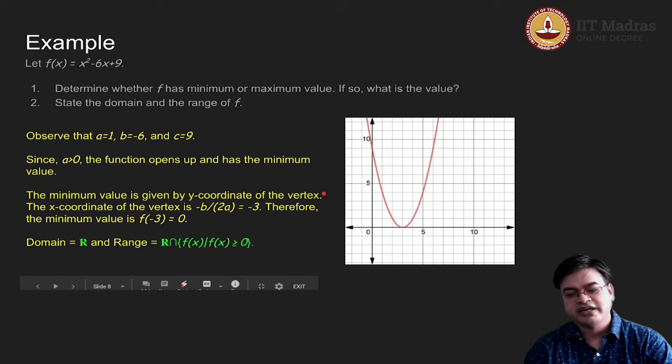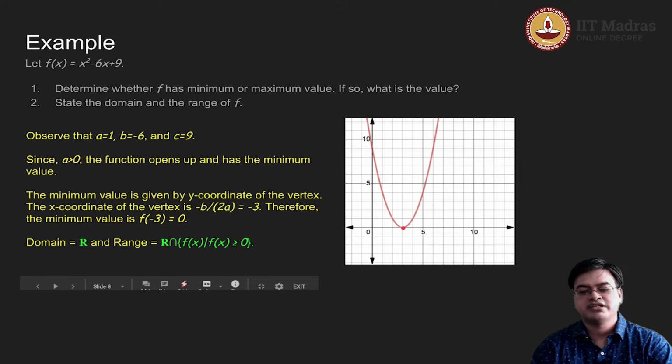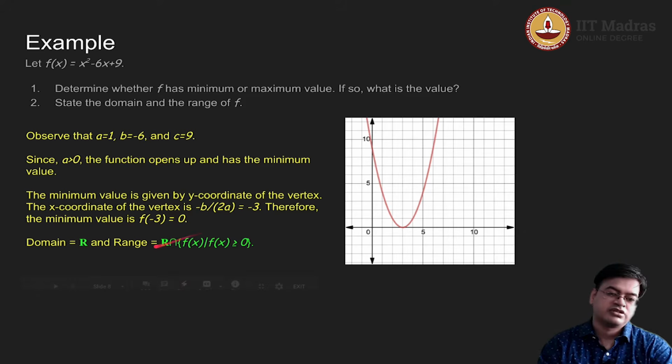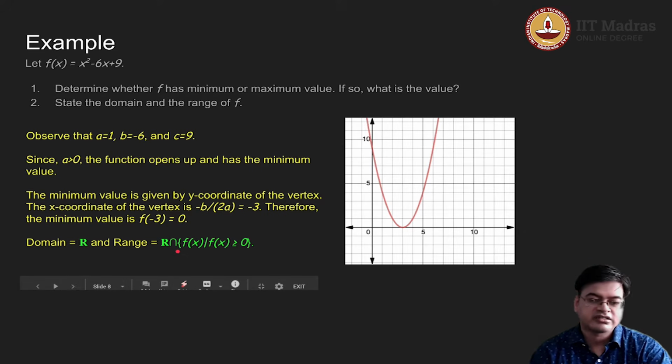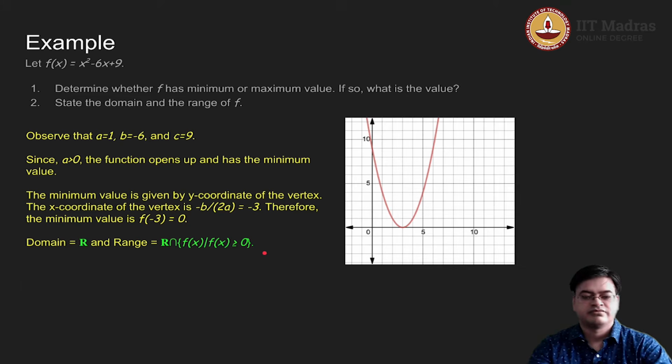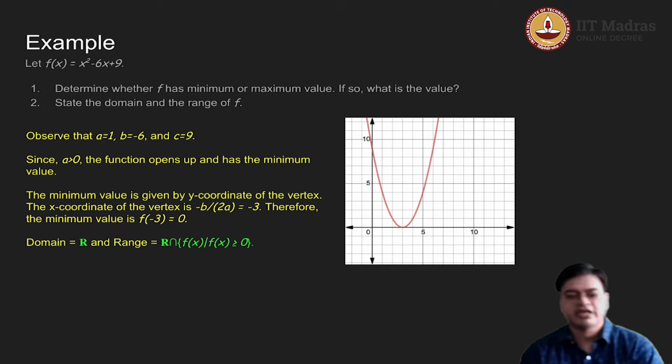And obviously the range, if it has a minimum value, is from the minimum upwards. That is the entire real line above this minimum. So that is R intersected with f(x) such that f(x) is greater than or equal to 0. Done. So we have understood how to find the minimum and maximum values of a function. If a is negative, you can similarly find the maximum value.